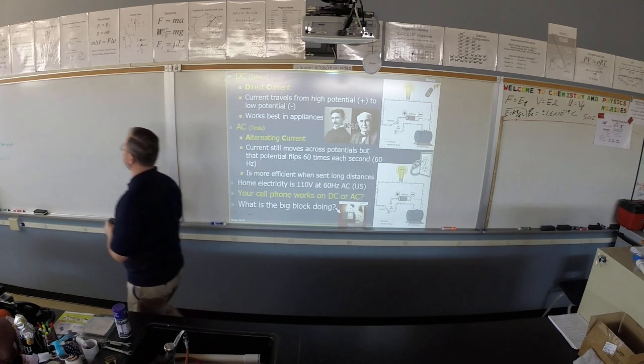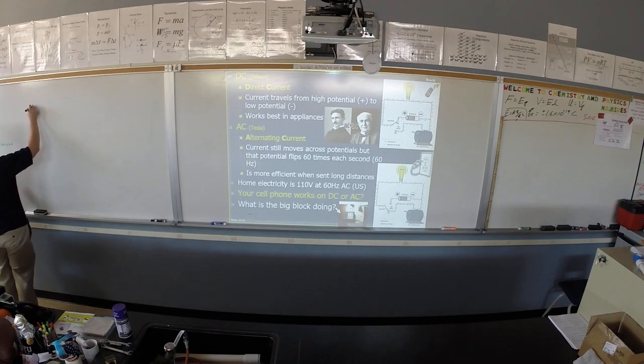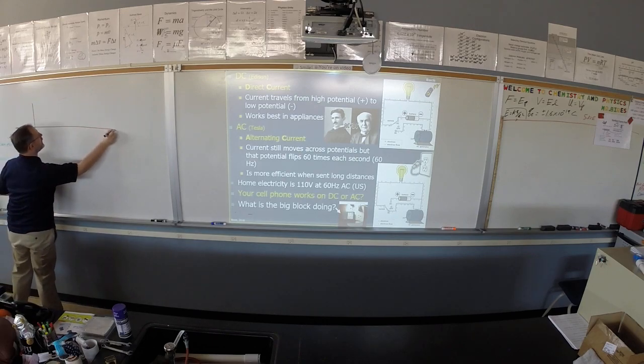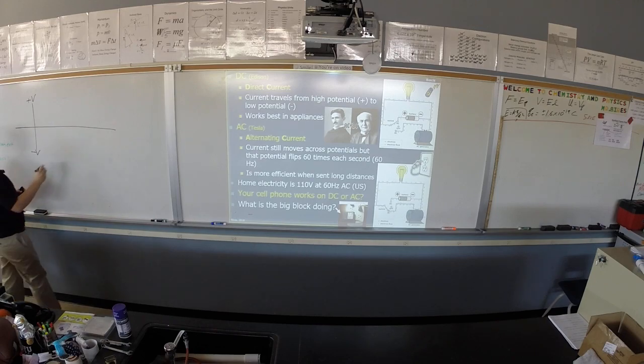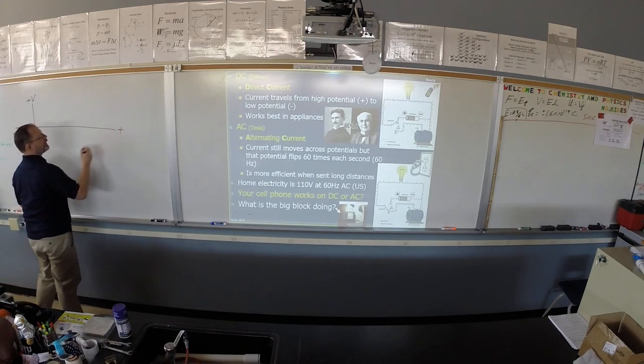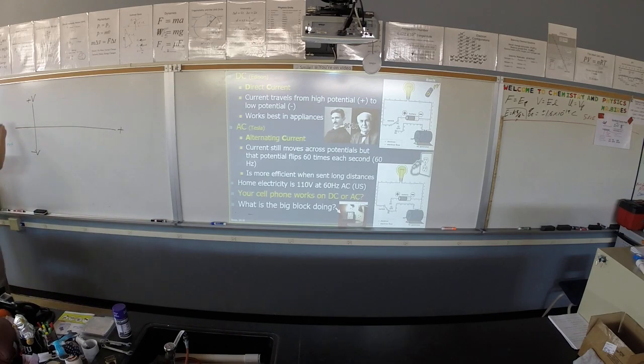If you were to graph the electric potential, copy this graph down. If you're going to graph the electric potential, this is going to be positive voltage. I'm going to make it positive V to negative V. The number is not important. And you were to graph it over time, what do you think the graph is going to look like? This is going to be for AC. What do you think the graph's going to look like?